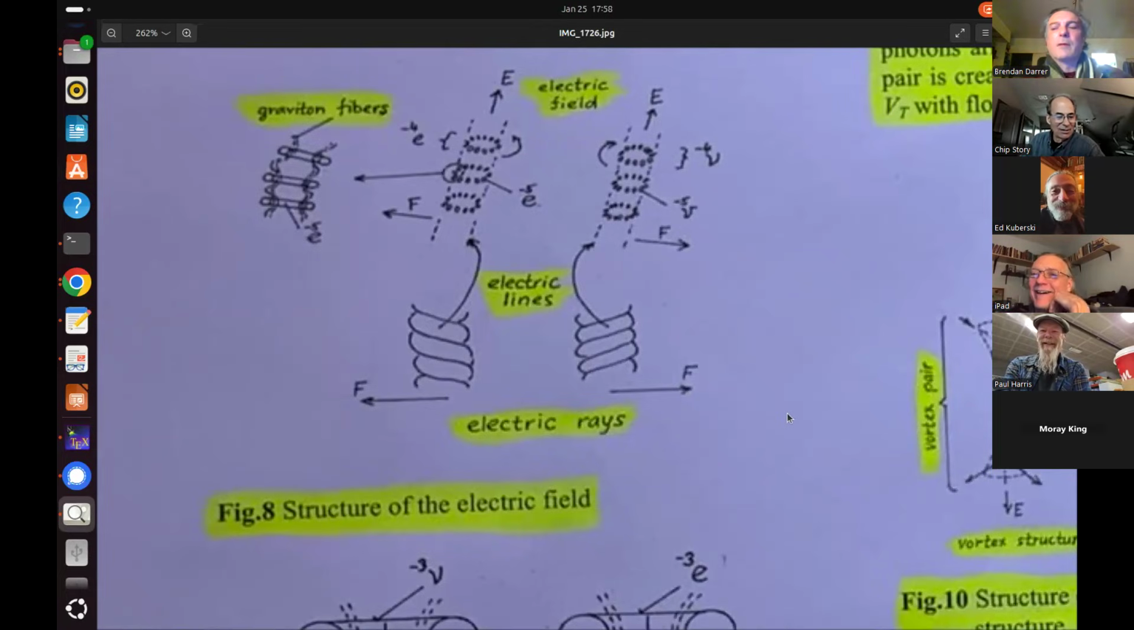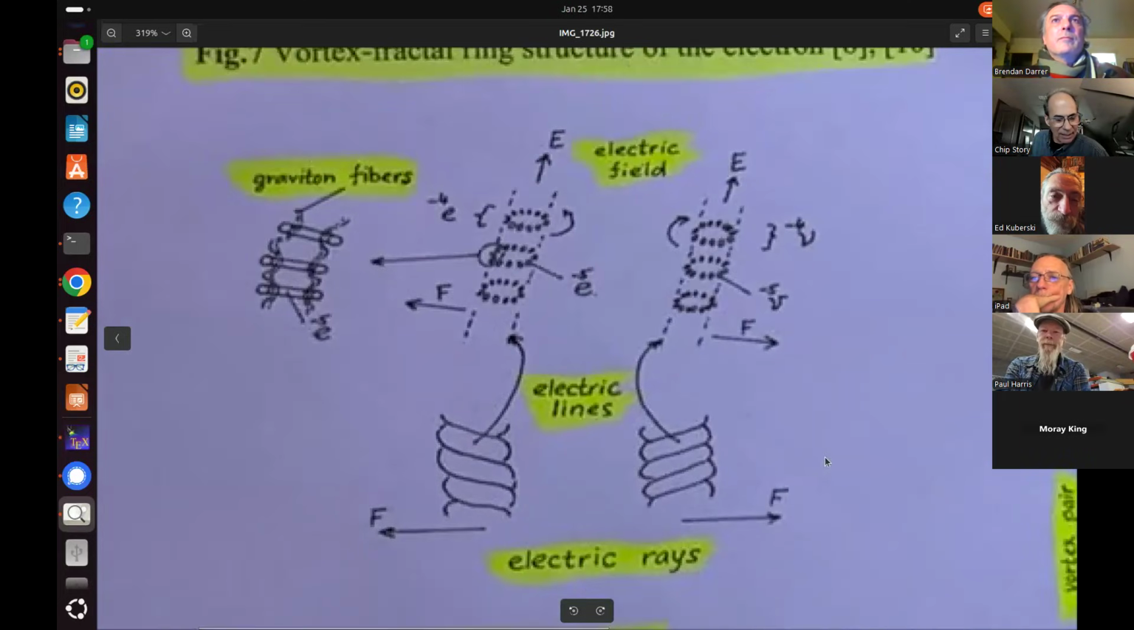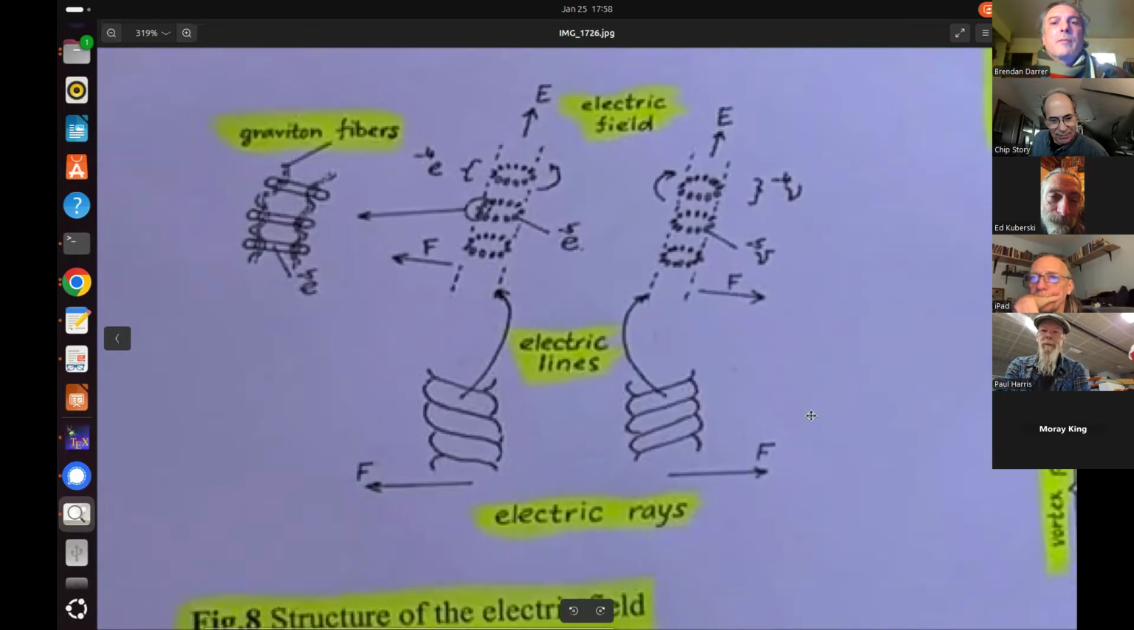Cool. Okay, so figure 8 is titled the structure of the electric field. And we have sketches of graviton fibers connected with toroid rungs, it would appear. Electric fields. Oh, they twist into each other? They're twisting into each other? Yeah, recursively braided kind of thing.